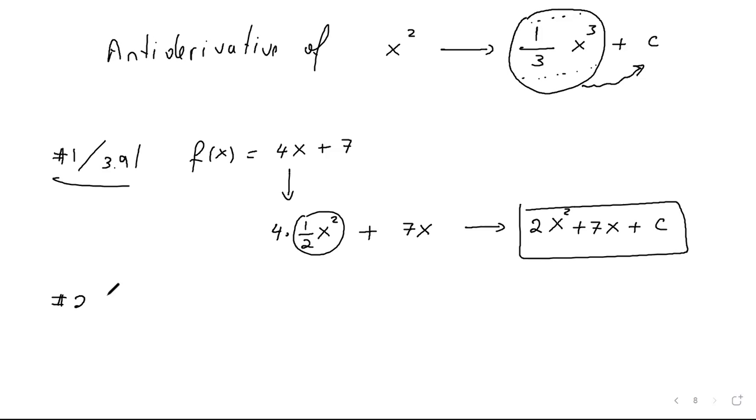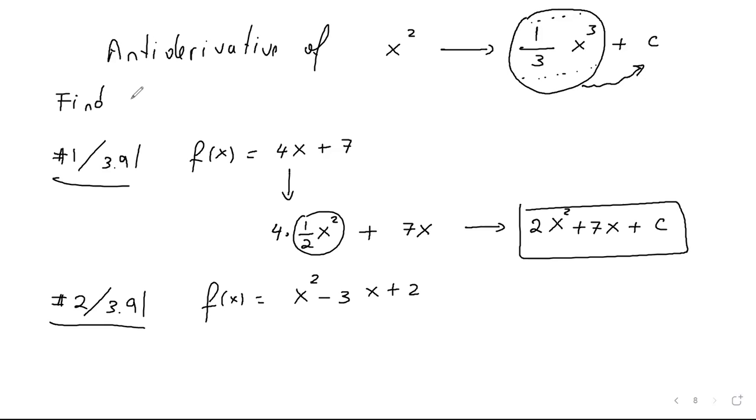Problem 2. By the way, folks, this is a point where you want to stop your video, look at these problems in the book yourself, try to solve them, and then check the answers. Then keep running the video and see how it is done. f of x equals, in this case, x squared minus 3x plus 2. Again, all these problems are to find antiderivatives.